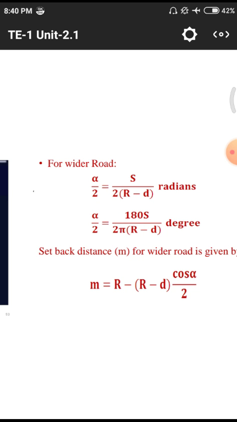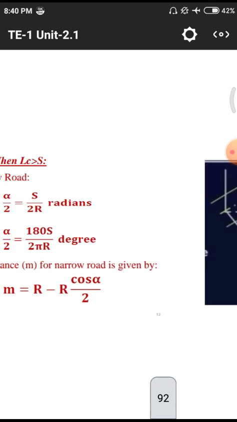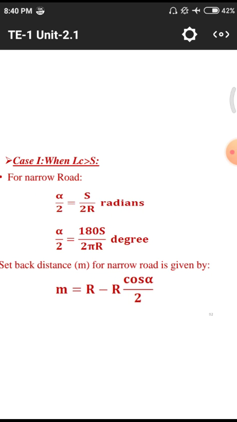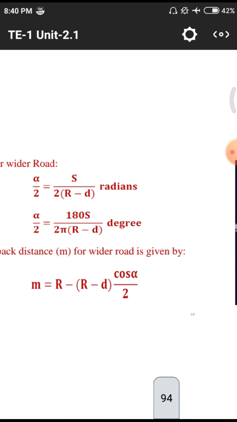In terms of radians also we have 180 by 2 pi. Here also we multiply 180 by 2 pi with top and bottom. 2r common, and 180 by pi we multiply.